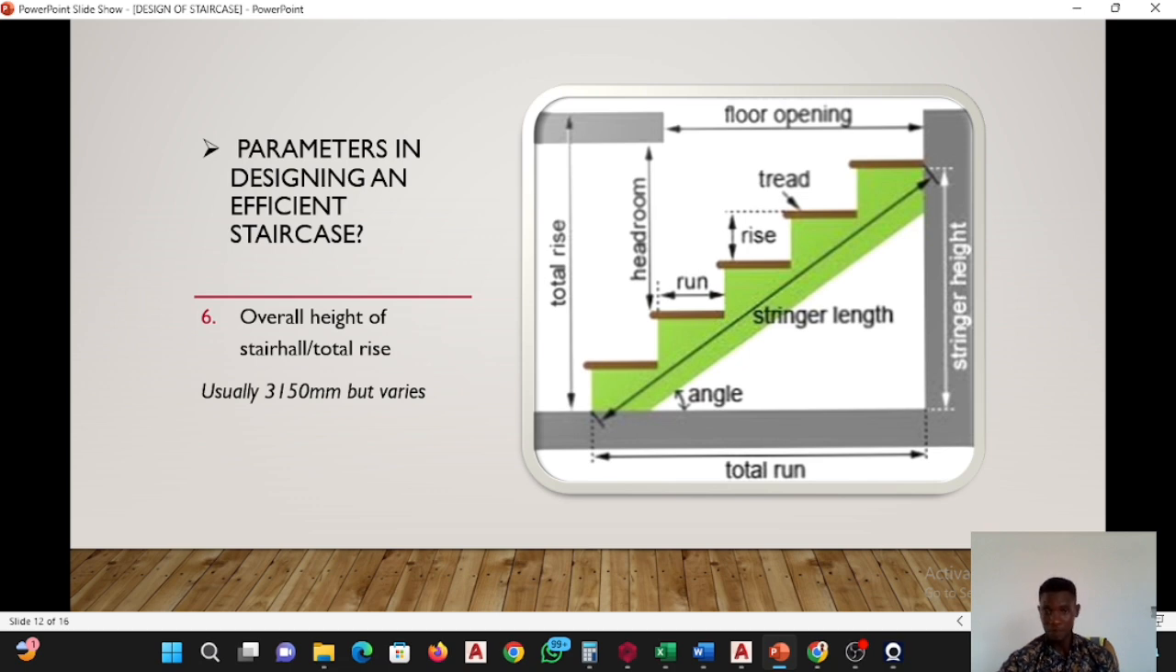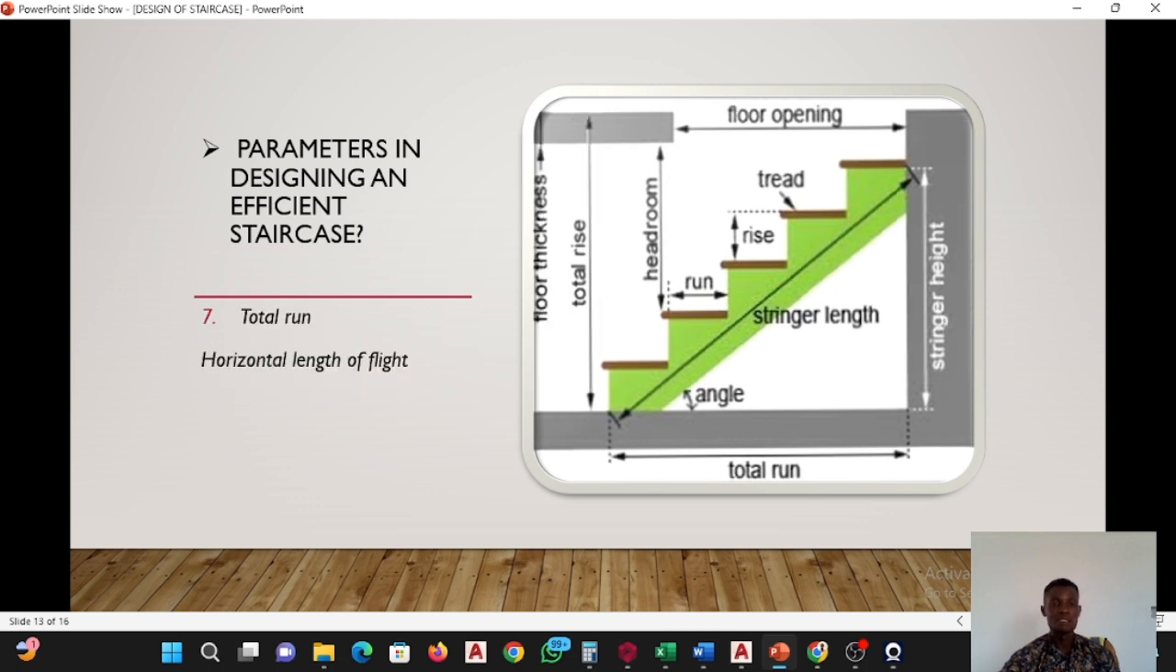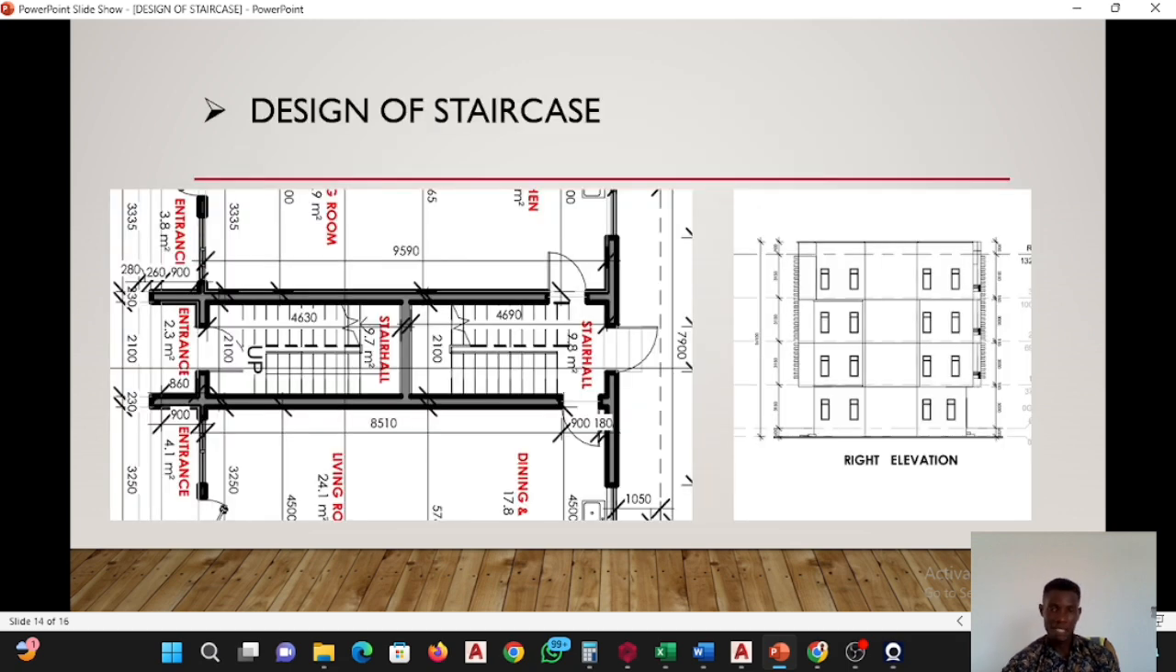This one varies. Most times it is 3,150, 3,200, 4,000, 5,000. You can even have below 3,150. And this is the total run from the first riser to the last riser. That is the total run. Now let's go to the design of a staircase. I'm showing you the parameters and the reason why I'm doing this video. So now let's go to the design.